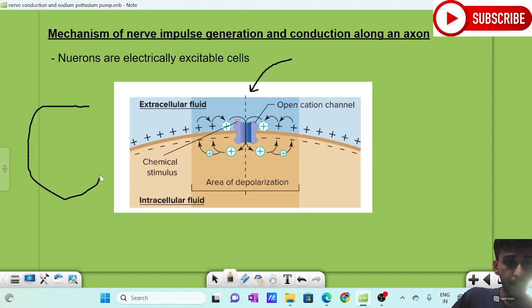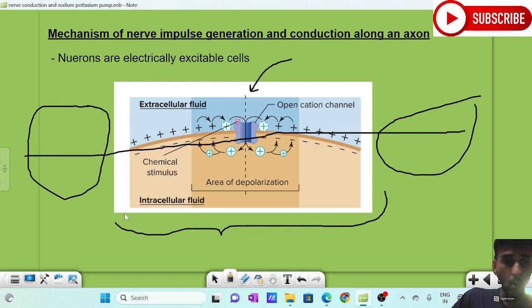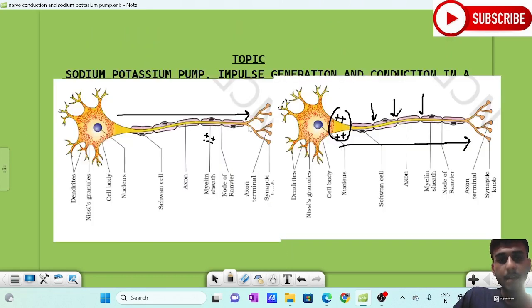if it is a myelin sheath, and it is an axon, let us take this as a node of Ranvier. Only in the node of Ranvier are the channels and pumps present. This is to be noted very importantly. In the myelin sheath, they are absent. Okay. So we can say that an impulse will be generated here.